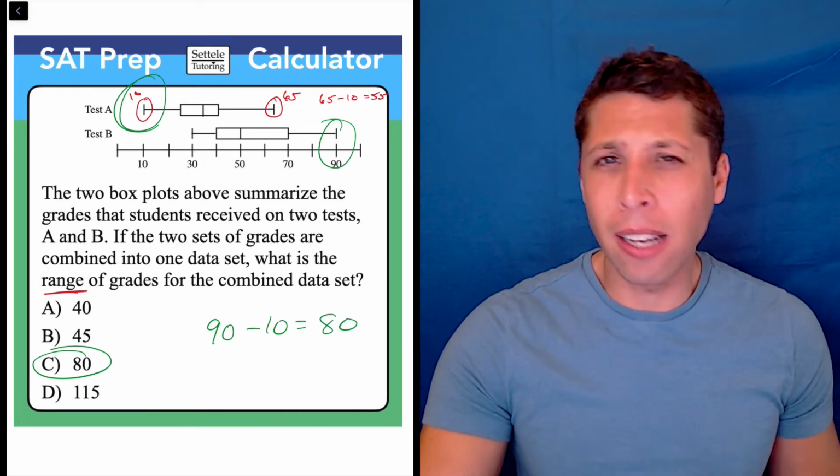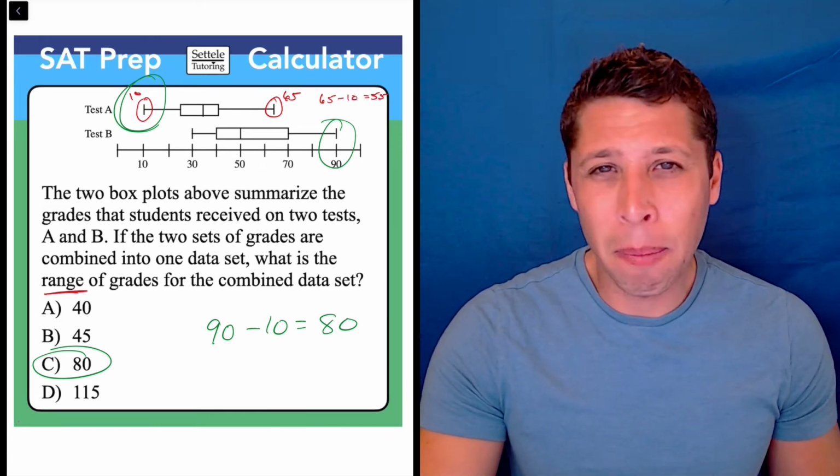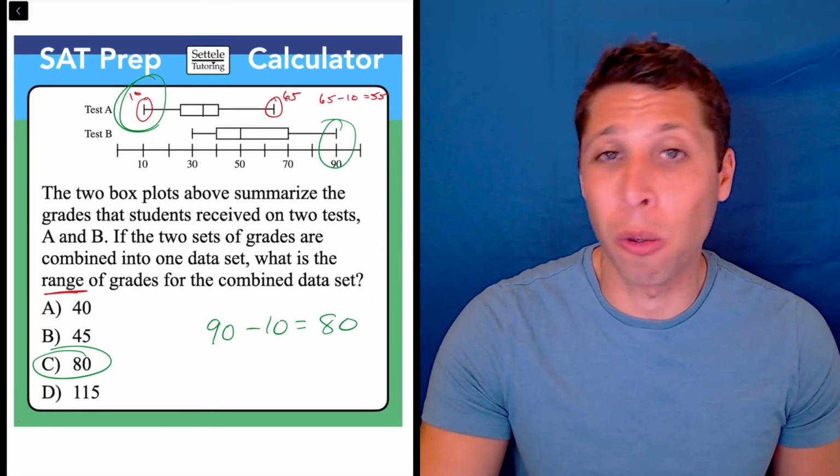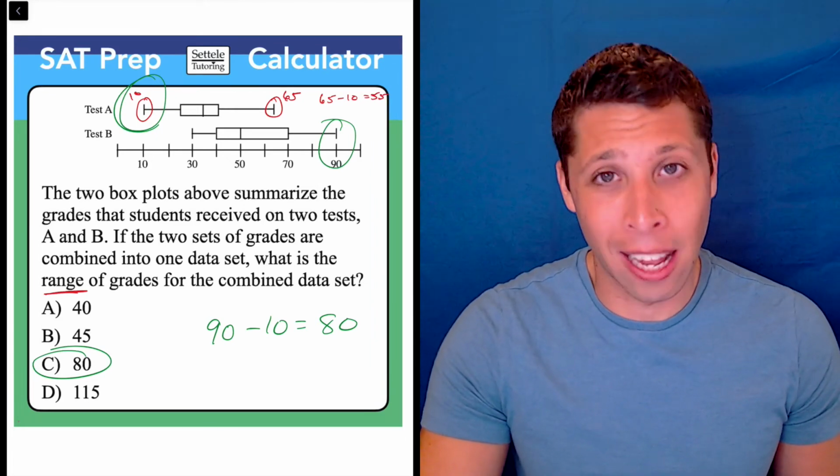So don't get intimidated just because it's a box plot. If it's asking about the range, it's just the simplest thing you can think of for a box plot. Just use your intuition, do some subtraction. The answer is going to be pretty obvious.